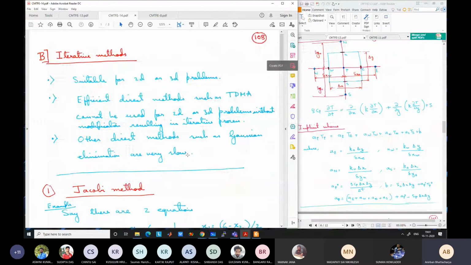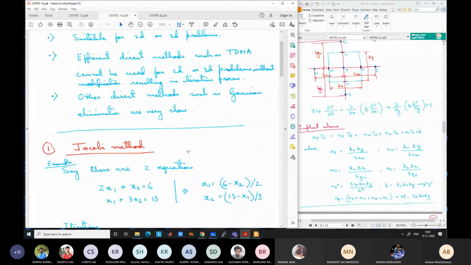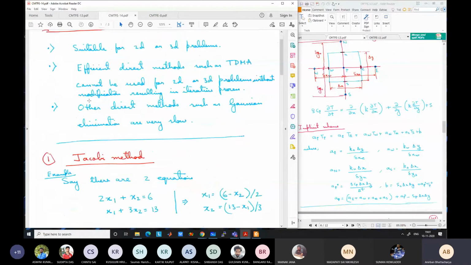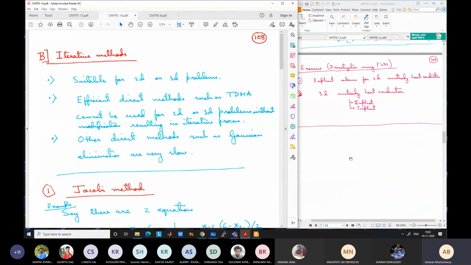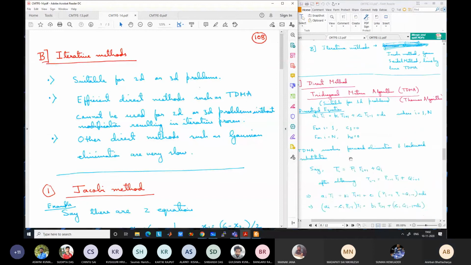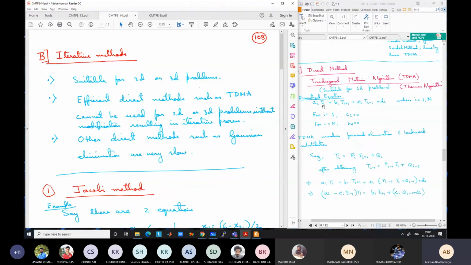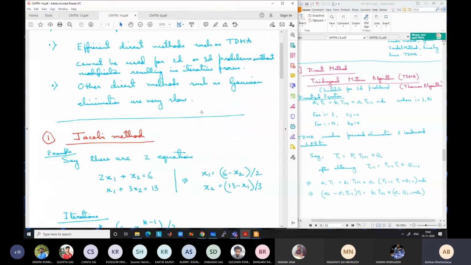So direct methods are not suitable. Direct methods such as TDMA cannot be used for 2D and 3D without modification, resulting in an iterative process. We will see what the modification is, which is known as line by line TDMA, and what the form of the equation is. Other direct methods are very slow, so they cannot be used for 2D or 3D problems. They can be used, but it depends on the number of grid points.